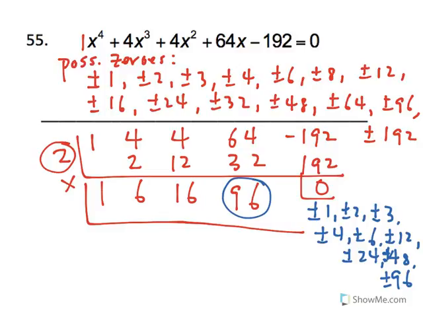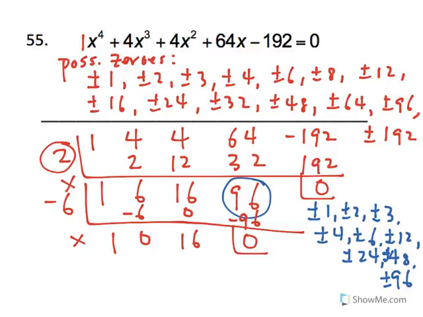Let's test negative 6, and I'm going to multiply. That will be negative 6 and gives us 0. And multiplying, we have 0. Combining, we have 16, and that's negative 96, which gives us a remainder of 0. So we're ready to reduce this.